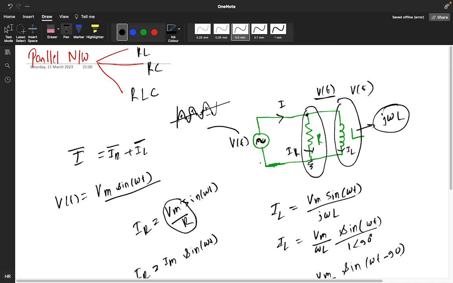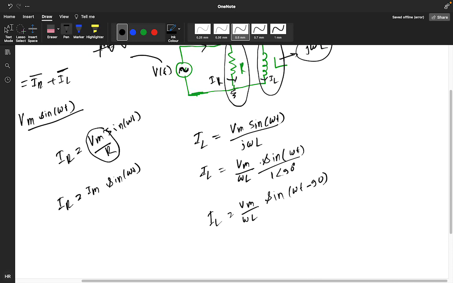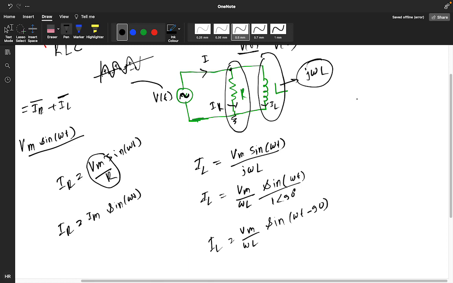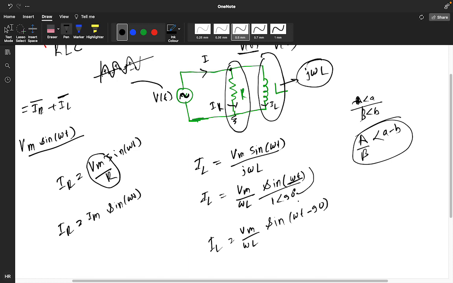Sir, why minus 90 degree? Because there is a polar form. See, if 1 at an angle A is divided by 1 at an angle B, or some A is there and some B is there, with some angle, the overall result will be A by B at an angle A minus B. Okay, so here the angle we are writing in the sine form. So if we shift this to the upside, that's why this is becoming minus 90 degree. Okay, so Vm sine omega t, this omega t is representing some angle, your angle.